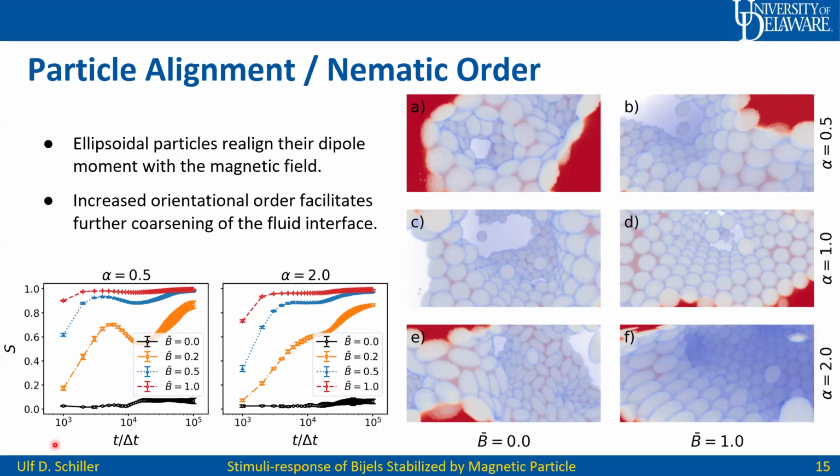Later on, because the interface is somewhat mobile, the particle can slowly pull that interface back into the aligned direction. That's our explanation for this data.